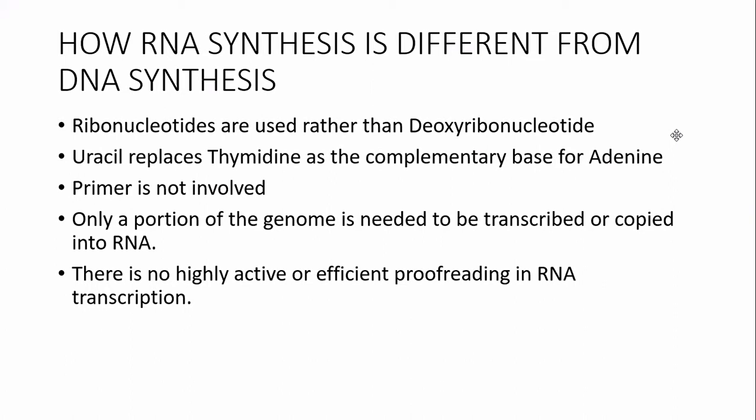ribonucleotides are used rather than deoxyribonucleotides. So, hindi siya dumadaan sa reductase mong dalawa. Okay? Yung materials mo hindi dumadaan sa dalawang mong reductase na diniscuss natin last time. Okay? Second, another important difference is that uracil is used rather than thymidine as the complementary base for adenine. Okay? Wala kang makikita sa RNA mo na thymidine. Okay? Pag may exam tayo, tapos maglagay ka ng thymidine sa RNA, automatic 0 na yan.